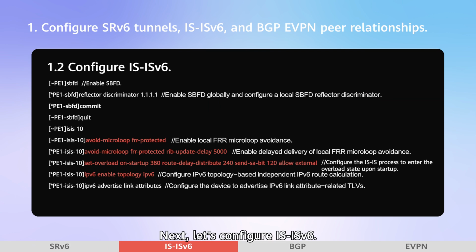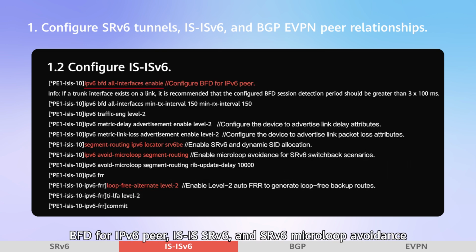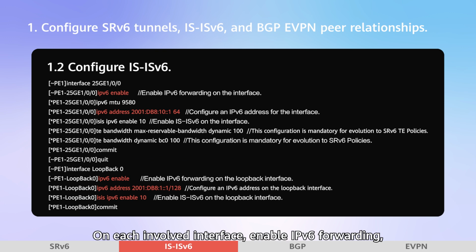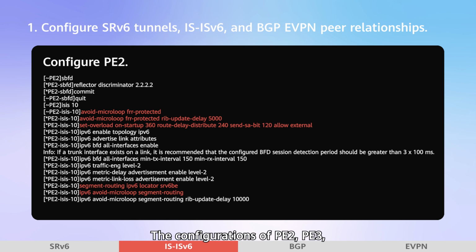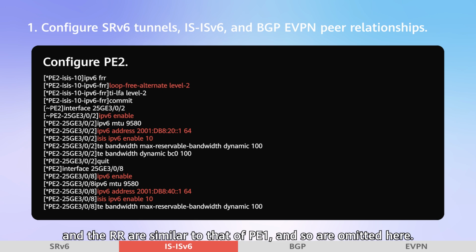Next, let's configure IS-IS IPv6. Here, PE1 is used as an example. Configure local microloop avoidance, IPv6 topology-based independent IPv6 route calculation, BFD for IPv6 peer, IS-IS SRv6, and SRv6 microloop avoidance for traffic switchback scenarios. On each involved interface, enable IPv6 forwarding, configure an IPv6 address, and enable IS-IS IPv6. The configurations of PE2, PE3, and the RR are similar to that of PE1, and so are omitted here.